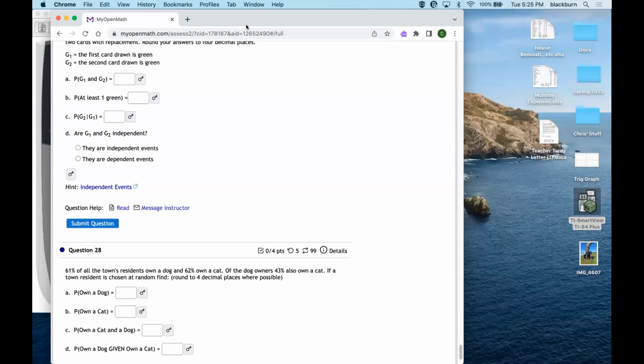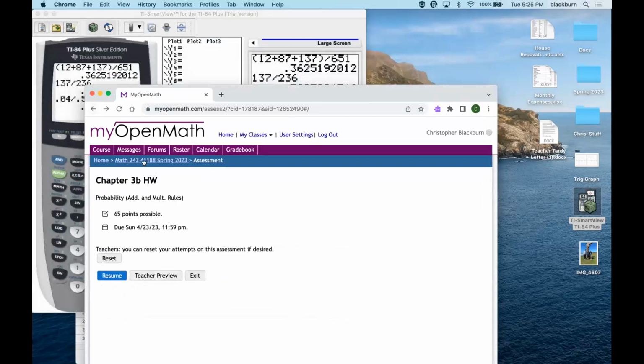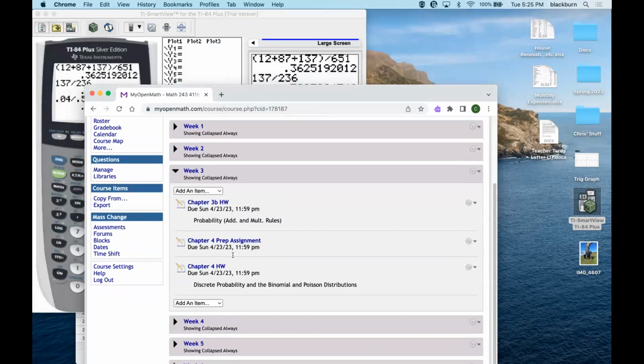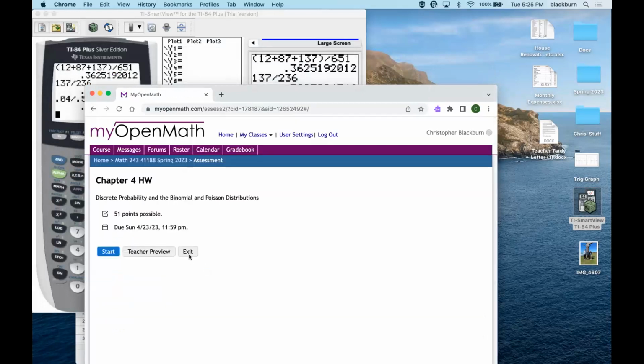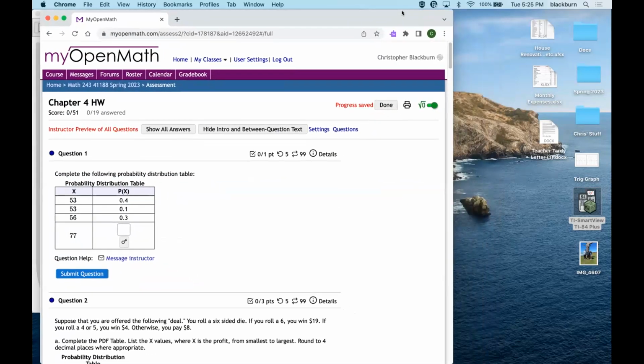We good? So we'll move on to the next section then. So let's see. The next section was this one here, chapter 4, homework. All right, so probability distribution tables.